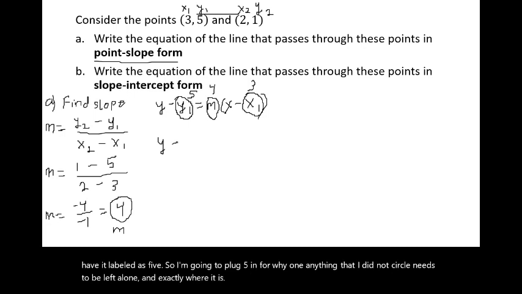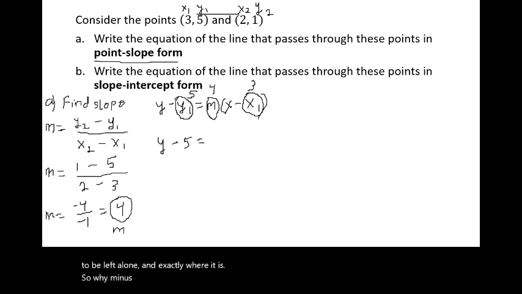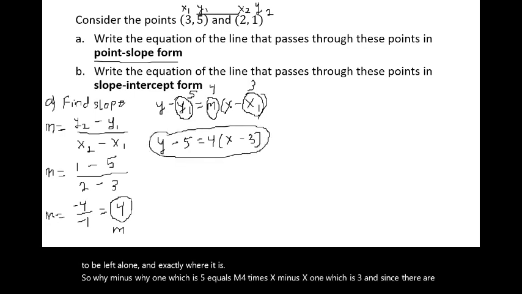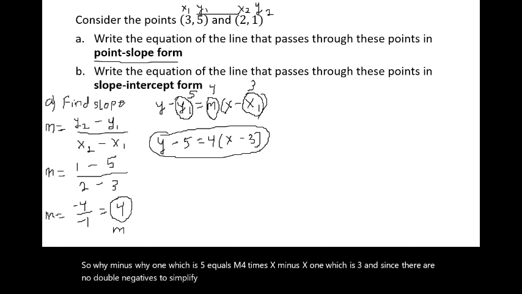So y minus y1, which is 5, equals m, 4, times x minus x1, which is 3. And since there are no double negatives to simplify, this is my final answer. This is point-slope form.